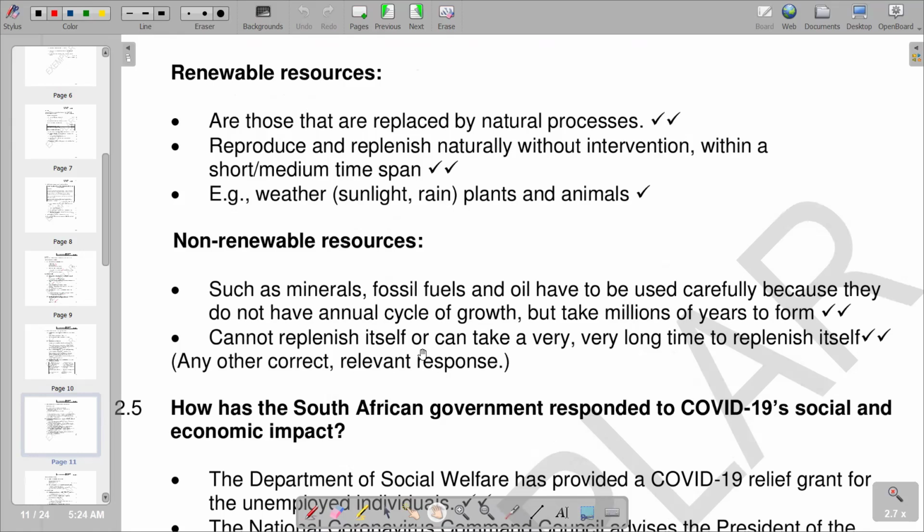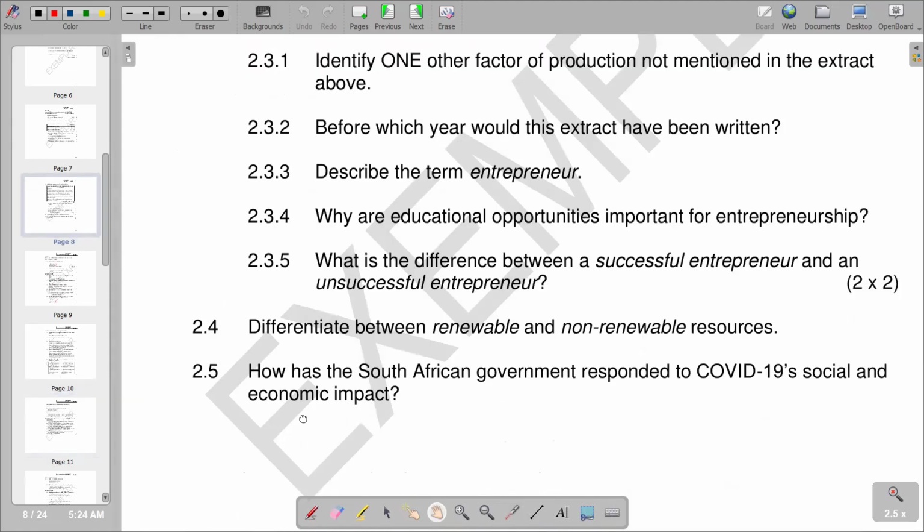Then it cannot replenish itself, or it can take a very long time to replenish itself. So those are the descriptions that we have in terms of renewable resources and non-renewable resources.